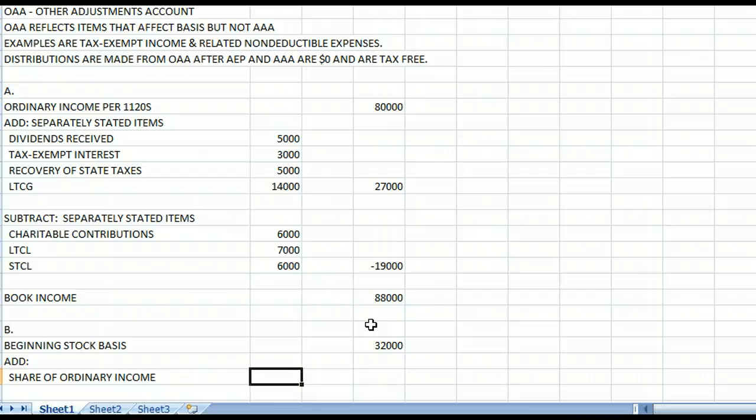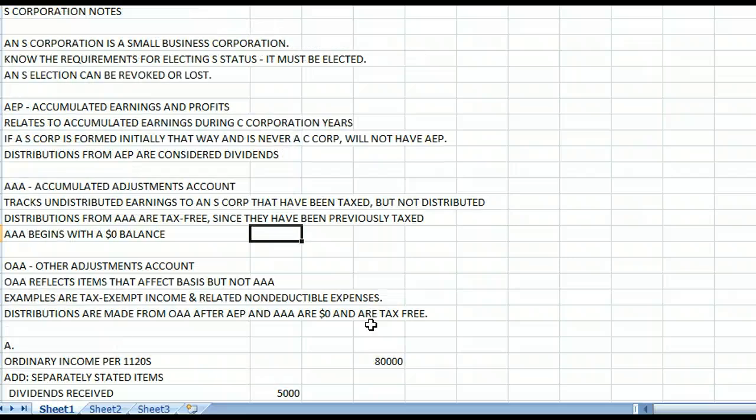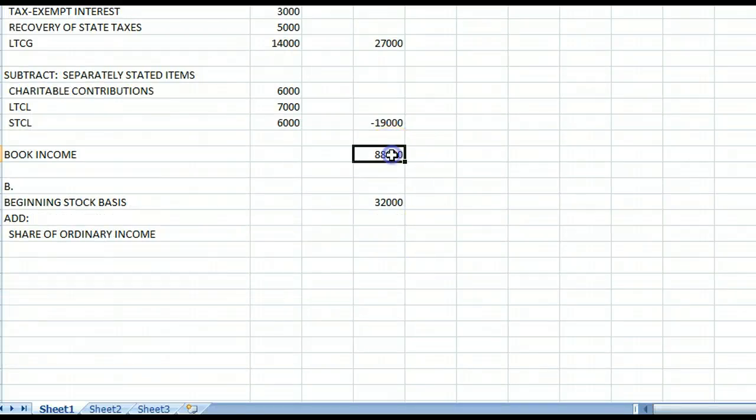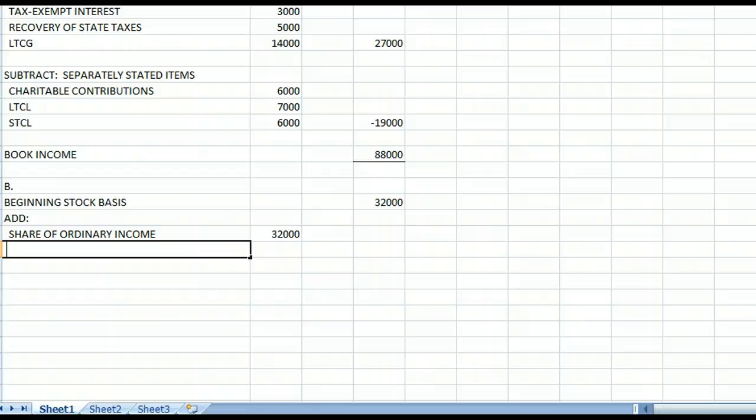All right, because we're looking at stock basis, we're going to use not the book income, this $88,000 right here, not that. Go ahead and underline that. But we're actually going to take his percentage of the taxable income. So we're going to put equals 80,000, which was given to us, times 0.4, which gives 32,000. Okay, so that's important. Please notice that you want to add into his stock basis his share of taxable income, not book income.